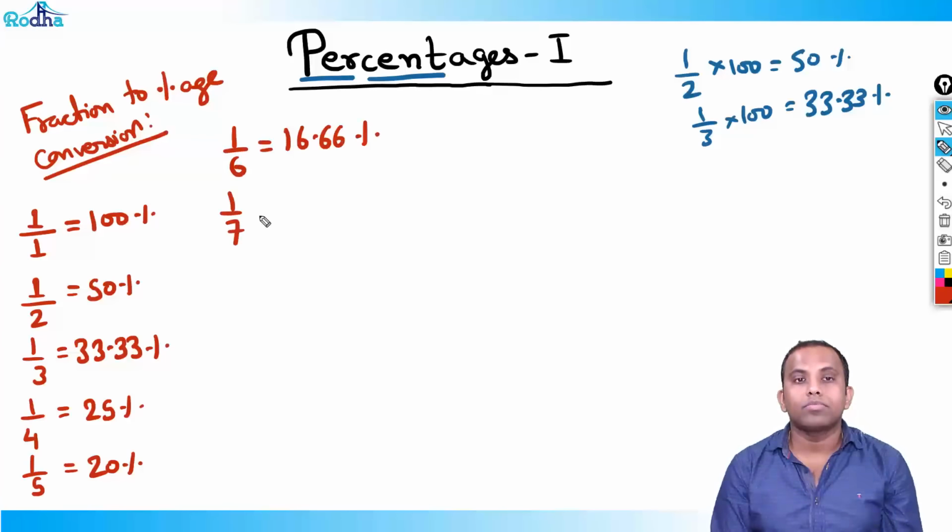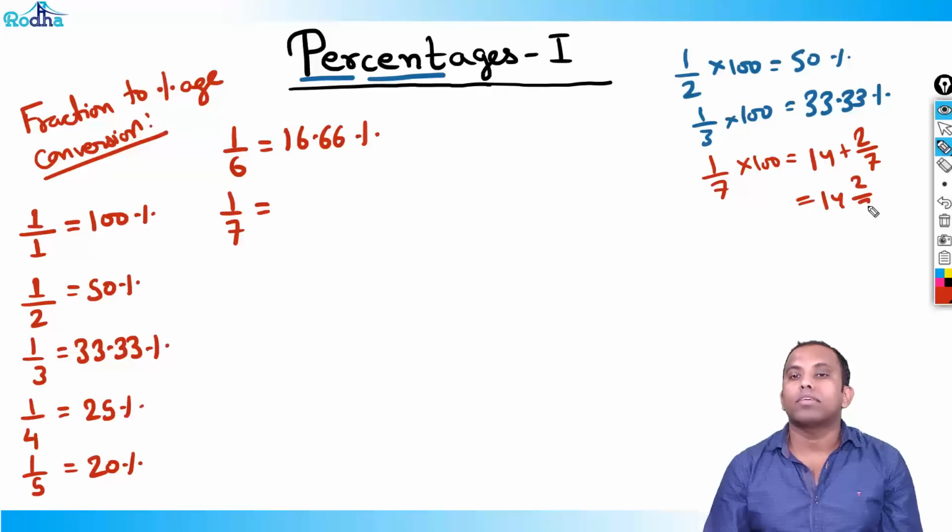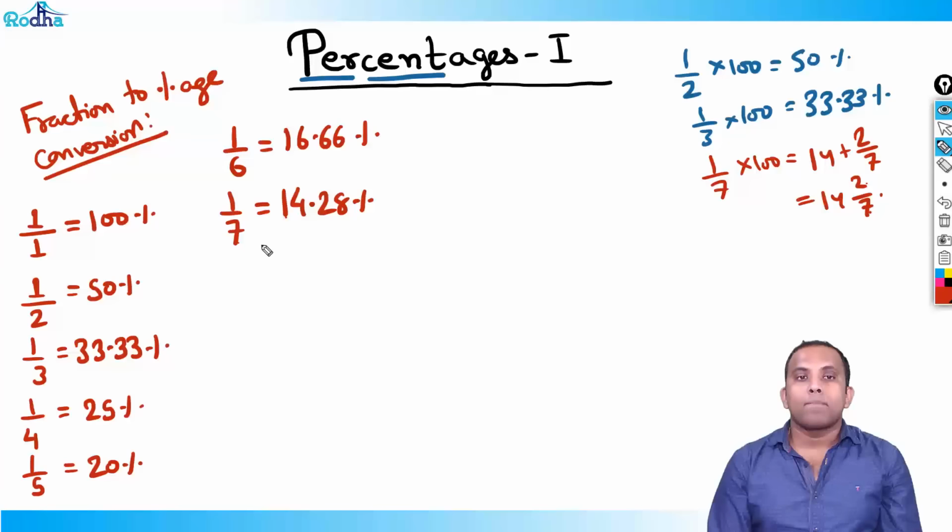Now what is 1 by 7? Now 7 you can't connect with the previous ones. 1 by 7, when you multiply it by 100, becomes 100 by 7. I know 7 14s are 98 and 2 is left. So 14 plus 2 by 7, written as 14 2 by 7. But in decimal, 1 by 7 is approximately 0.14, so 2 by 7 is approximately 0.28. So 1 by 7 is 14.28%. Easy to remember also, because 7 2s are 14, 14 2s are 28.